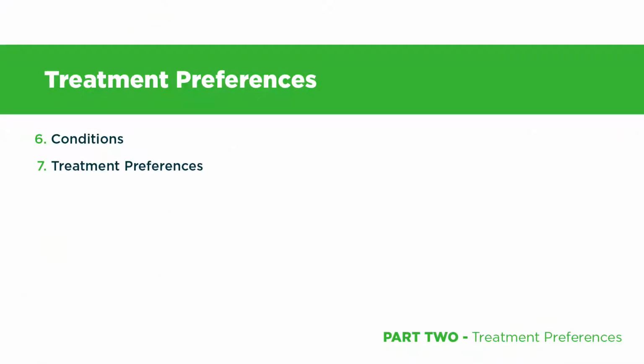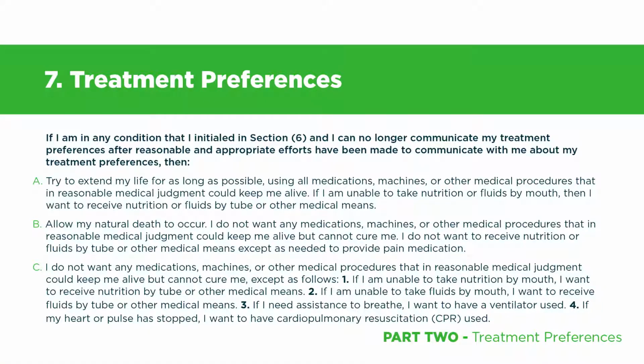The next section is called Treatment Preferences. In this section, you specify what treatments you want or do not want in the case of permanent unconsciousness or the end of a terminal condition. There are 3 choices: A, B, or C. Option A says the patient wants all aggressive treatments for his or her condition.